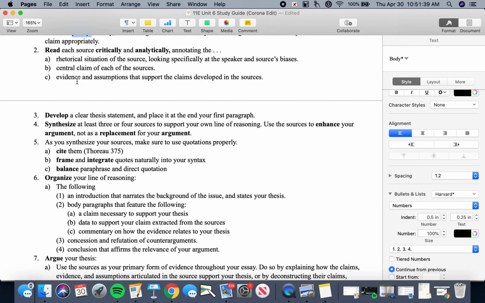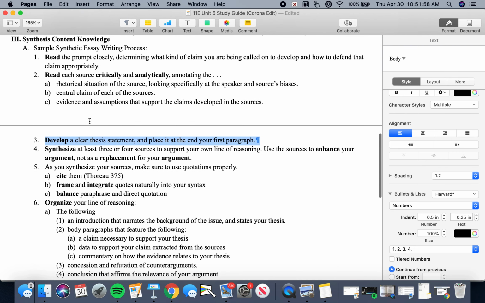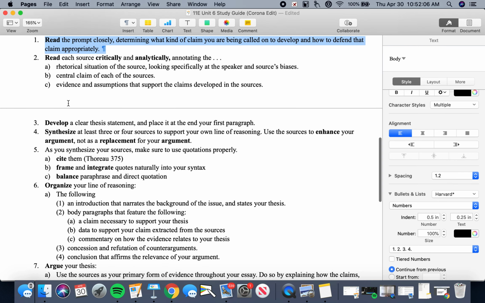Then you need to read all of the sources critically, analytically, evaluating the rhetorical situation, noting speaker bias, noting central claim, noting evidence and assumptions. Then finally, after you've done all that, you need to develop a clear thesis statement and place it at the end of your first paragraph, which should introduce your argument. That thesis statement needs to, as always, answer the prompt. Then synthesize at least 3 or 4 sources to support your own line of reasoning, very much like the line of reasoning that you established in your 3 OTNs.